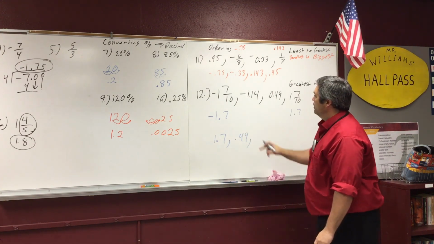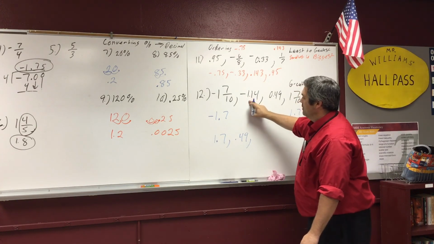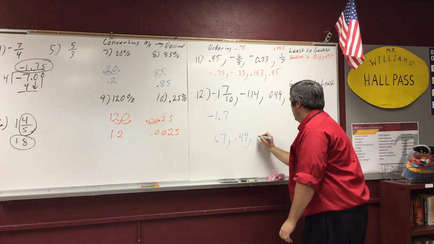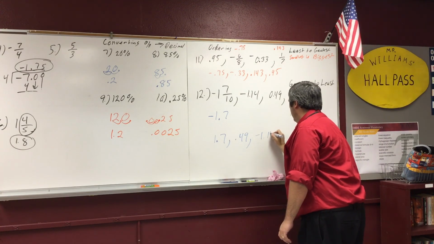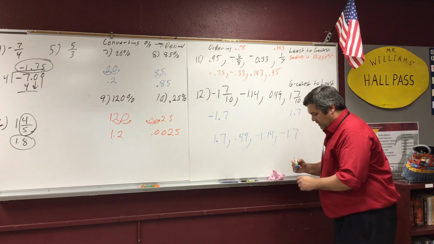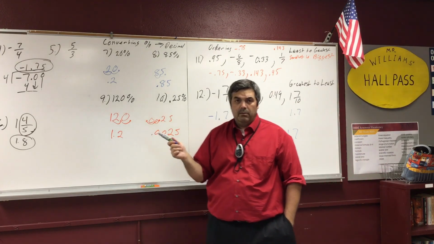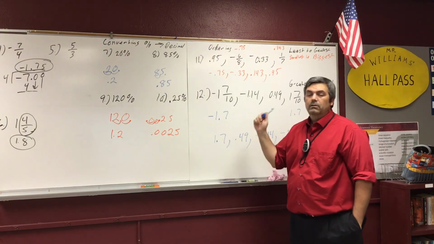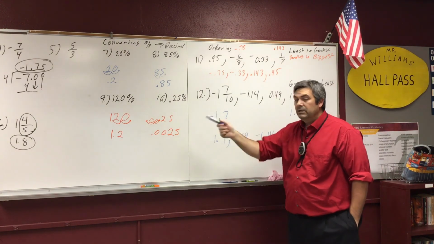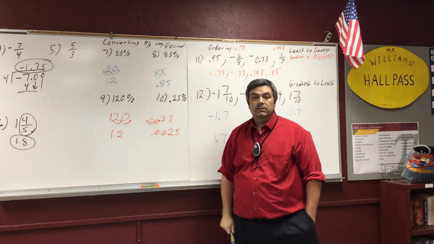Now look, negative 1.1. That one is bigger than negative 1.7, because it's a negative number. Negative 1.14, negative 1.7. Guys, this is not hard, but you've got to know how to do it. Pay attention. Don't make simple mistakes. If you have any questions on any of this, let me know, guys. We'll be doing a lot of practice on this.